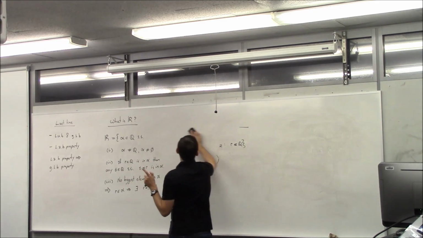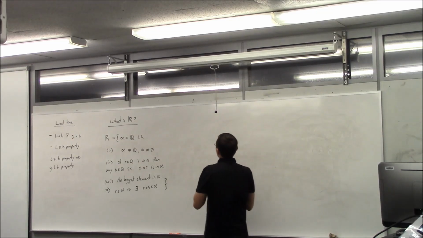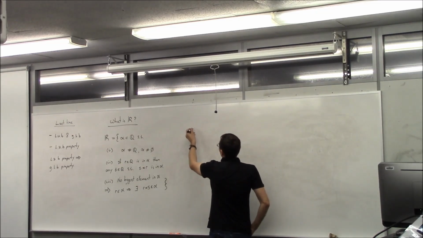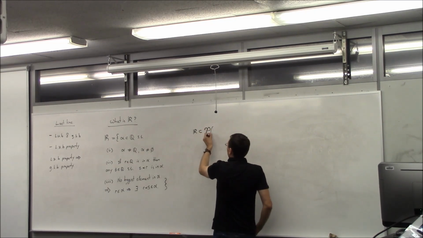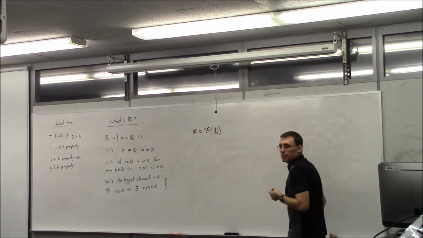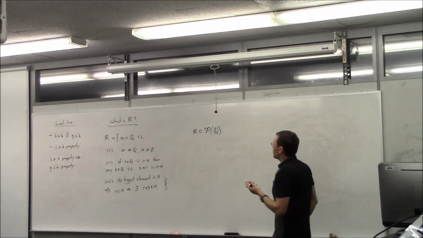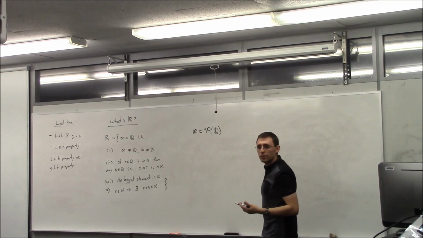Do you all know the notation for power sets? You know what a power set of Q is, right? So what we have is that R is a subset of the power set of Q. I'll talk a little bit about it later, but you all know what a power set is from earlier courses. It's the set of all subsets of Q.